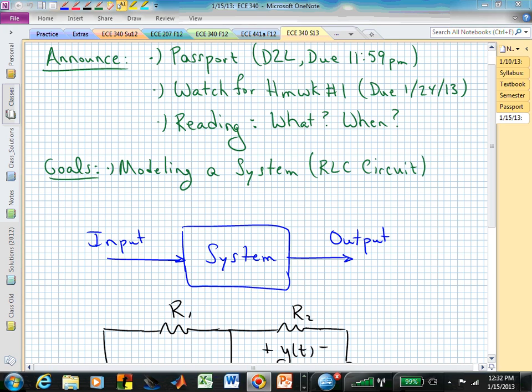And you can start reading Chapter 1 tonight or Wednesday or whenever. But homework number 1 will include material from Chapter B, the background chapter, and Chapter 1. And it will be dealing mostly with signals, the input and the output.